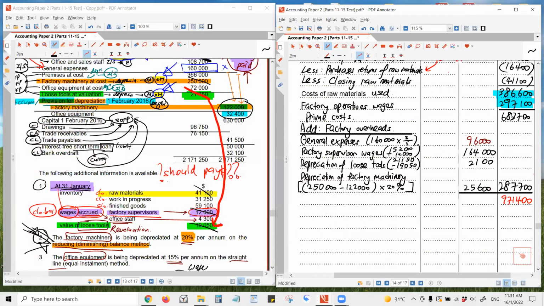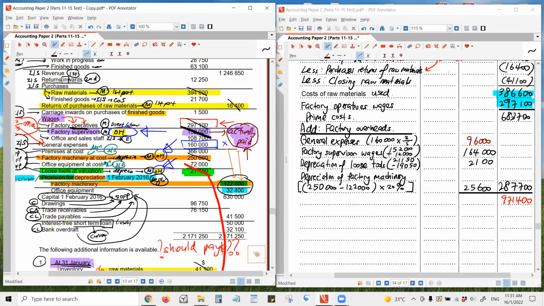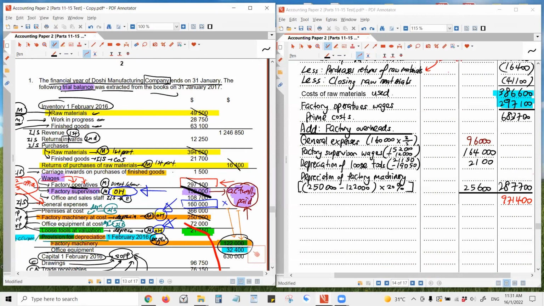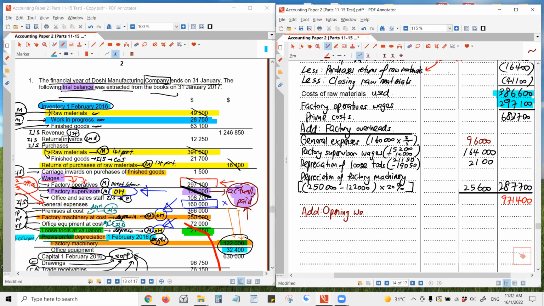Come back to here. So look for them in the question. Do you have opening work in progress? You have to look at the top of the question again. You have to keep jumping here and there throughout the question, so that you get the numbers you need. This time I use dark blue color. I show you. This is opening work in progress. How do I know it's opening? Because I have a subheading here, inventory 1st February 2016. At the beginning of the year, opening work in progress. So right here, add opening $28,750.